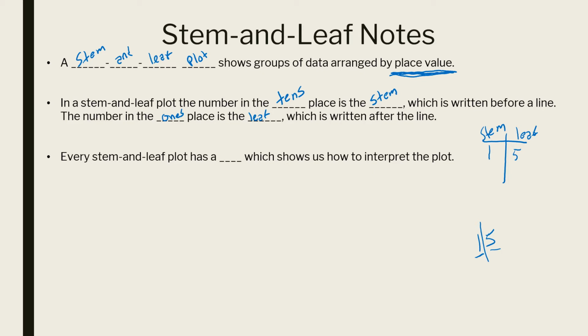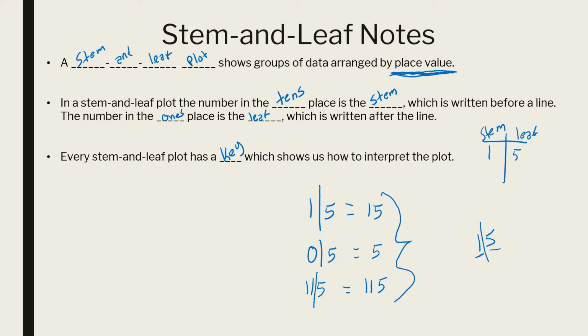And every stem and leaf plot has a key, which tells me how to interpret the plot. So in this case, if I have 1|5, that means the number 15. If I had the number 0|5, it would equal the number 5. If I had the number 11|5, that means 115.